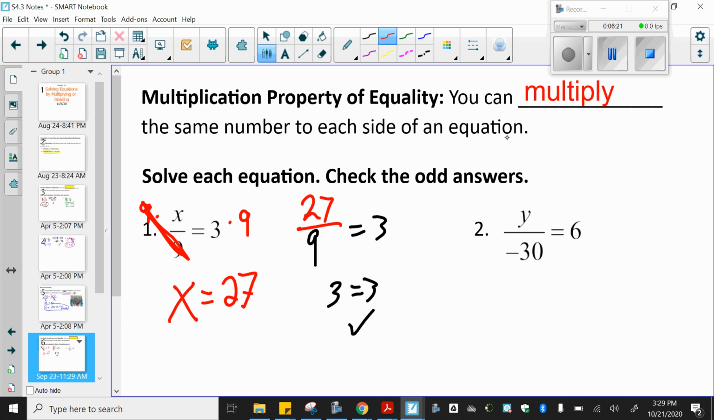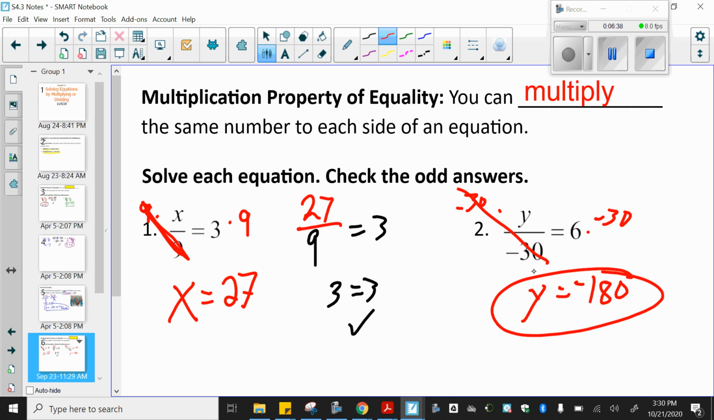Right, this one, we have y divided by negative 30 equals 6. We're going to multiply by negative 30. Multiply by negative 30. That's going to cancel and leaves y. 6 times negative 30 is going to make a negative 180. Right, that's our answer. Y equals negative 180.